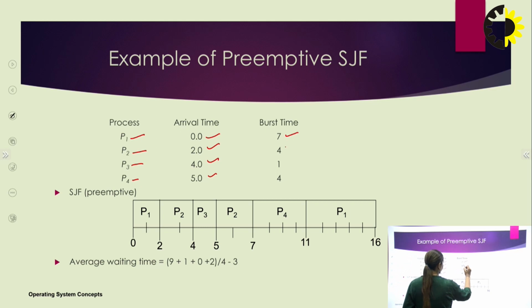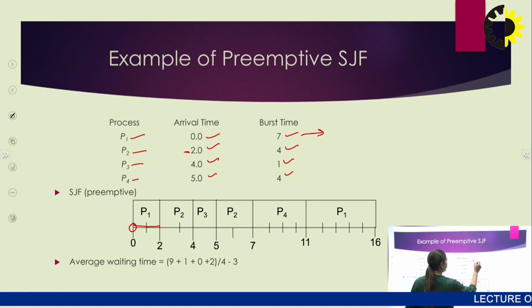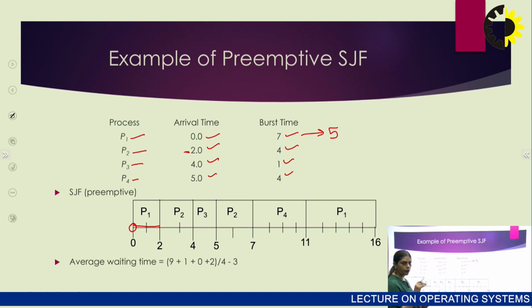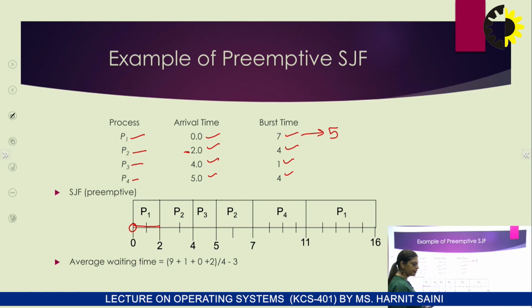Burst times are 7, 4, 1 and 4, right? Now, at 0 we have only one process, P1, so we have to start that. The next arrival time is 2. So we will execute P1 till 2 and check whether there is any process which is shorter. P1 has executed 2 units of time, so the remaining time left is 5.